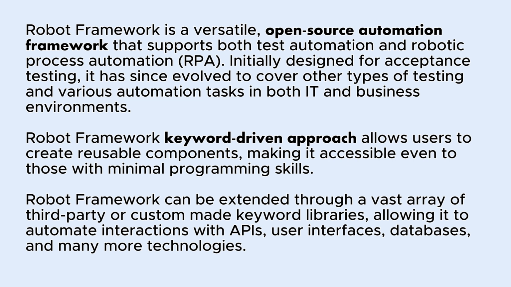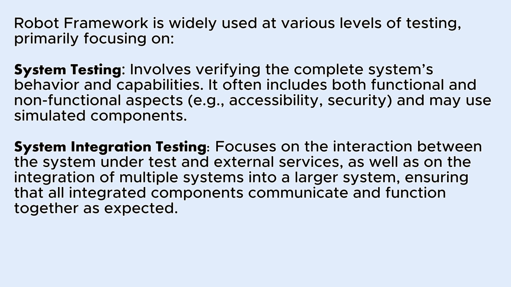And one of the coolest things about this is that it's not a closed system. Robot Framework is incredibly extensible through what are known as keyword libraries. Now, these libraries are essentially collections of pre-written keywords that can be created either by third-party developers or even custom built by your own team to address very specific automation needs. And this extensibility means that you can use Robot Framework to automate interactions with a huge range of different technologies, from user interfaces, those are the things that we see on our screens, to APIs, which are the ways that software systems talk to each other behind the scenes, to databases, to all sorts of different systems.